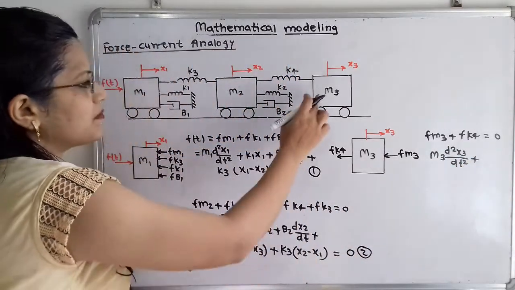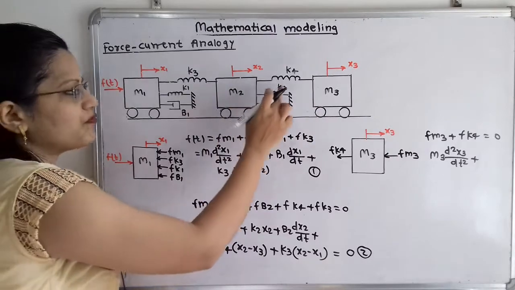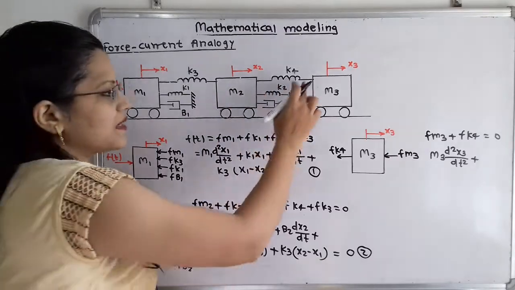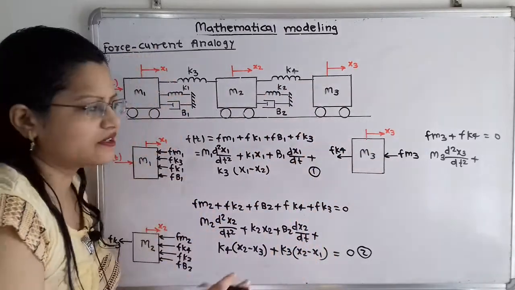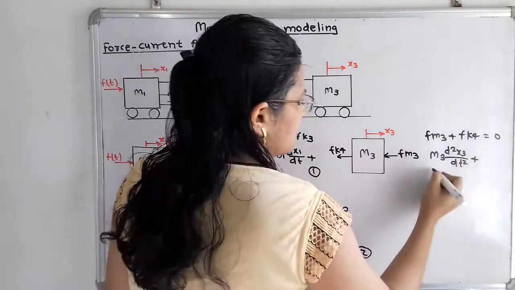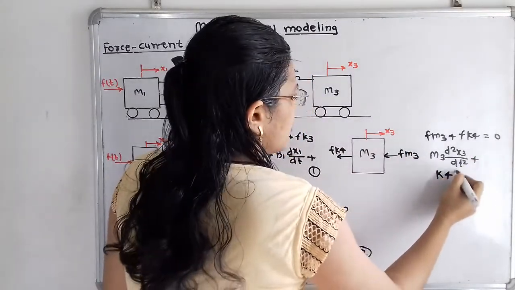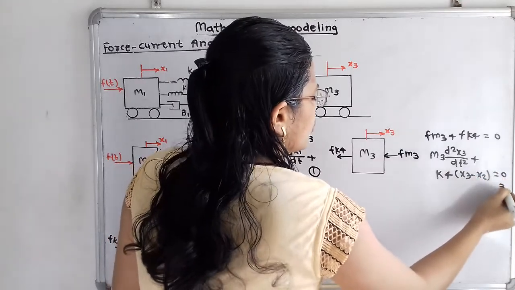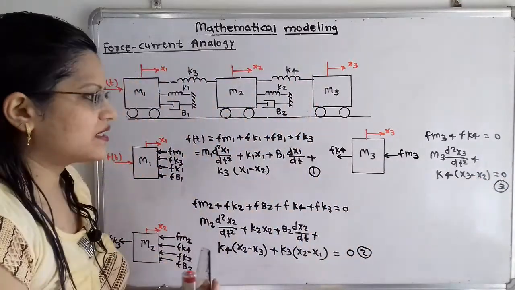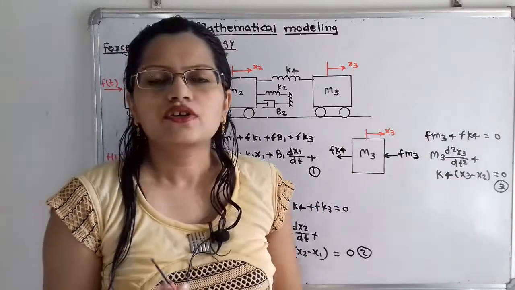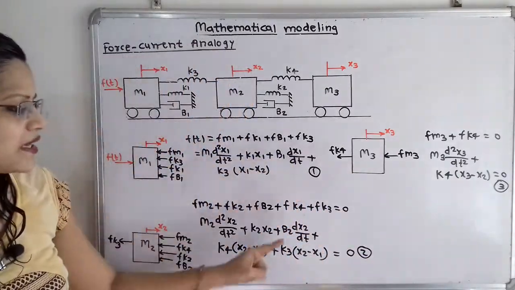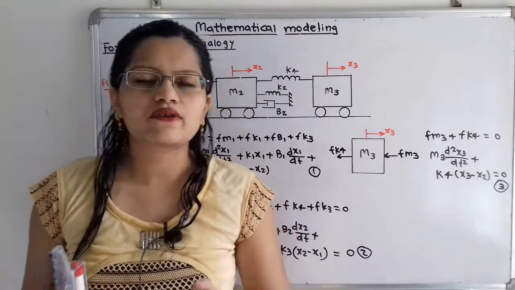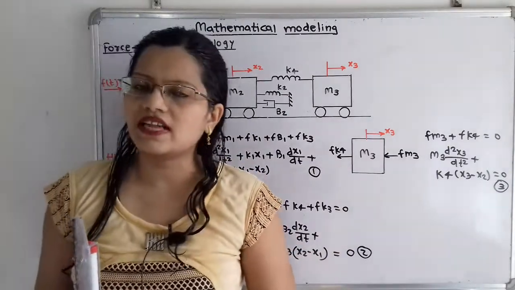Now k4 is in between m3 and m2, so I have to take the difference, but this is the free body diagram of m3, so I will take x3 first. That is, k4 times (x3 minus x2) is equal to 0. So this is the differential equation, that is equation number 3. These three equations are important while we are going to draw the analogous electric circuit.